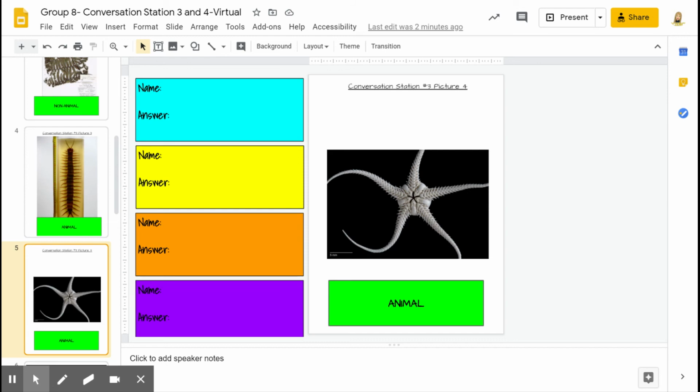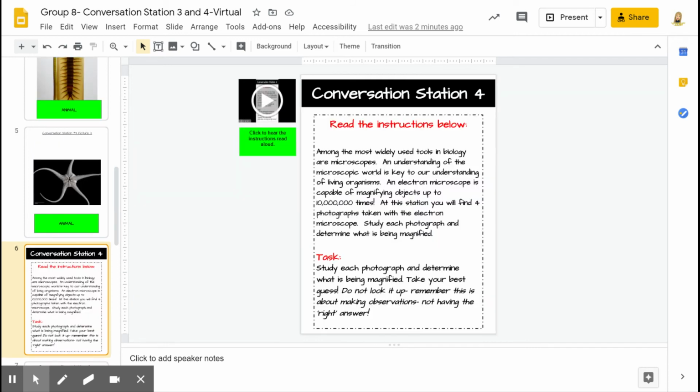Okay, here, this one is a starfish, so it is definitely an animal. I'm going to try and include a link of it eating as well.